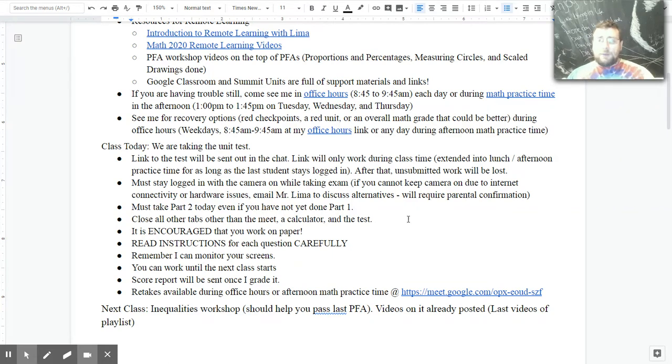We are all taking part 2 of the exam today, even if you are not done with part 1 or you've missed it. Make sure you come to retake that if that's the case. It is encouraged that you do all the work on paper to help you make fewer mistakes, and make sure you read all instructions carefully. And remember that I can monitor your screens, so I'll be watching to make sure you're doing what you're supposed to be doing. As soon as you finish the test, hit submit.